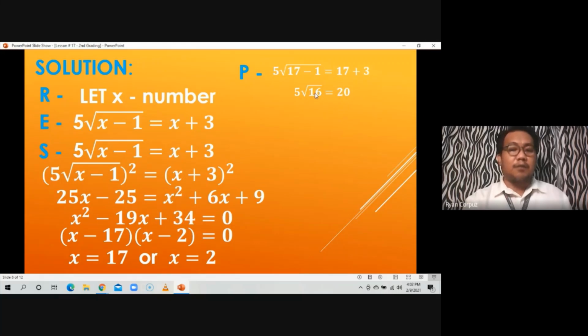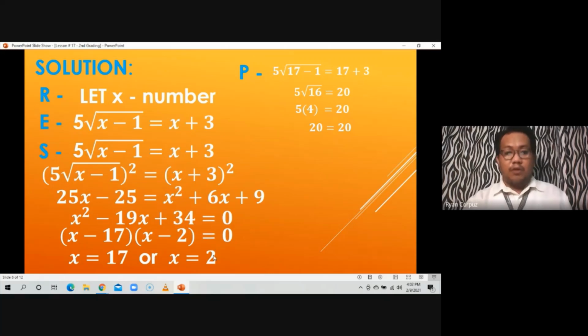Then 16 is a perfect square. What is the square root of 16? That would be 4. So 5 times 4 now is equal to 20, equal to 20. So ibig sabihin, 17 is a solution.